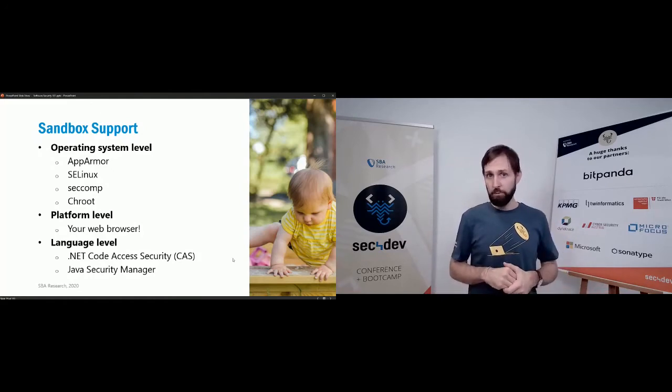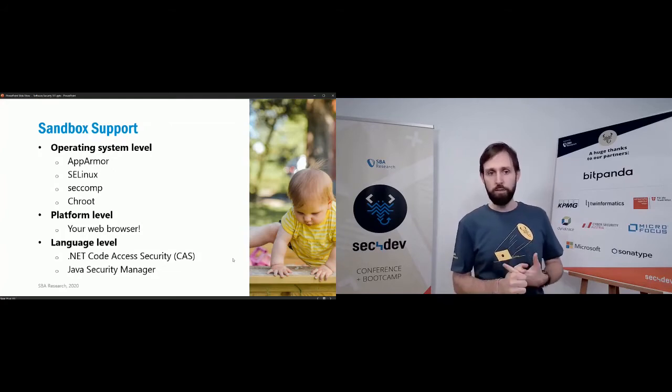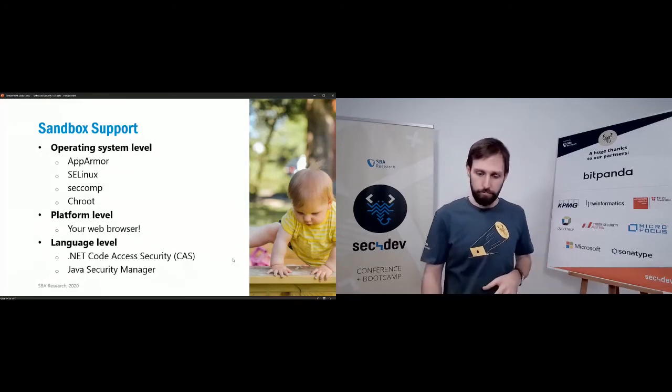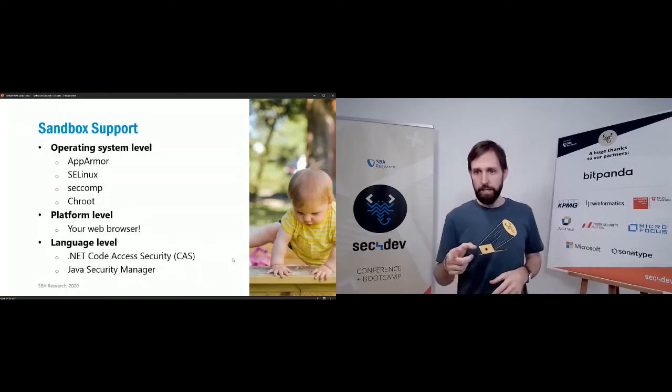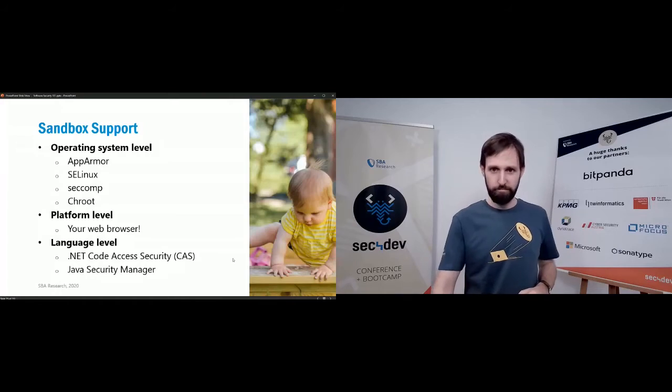And on the language level, there are also possibilities. Two examples: .NET Code Access Security is something you can use in .NET, and the Java Security Manager is for the Java language, and you can lock down the Java process to only certain features. That child process here on the right is attempting a sandbox escape, and I think it will be successful.